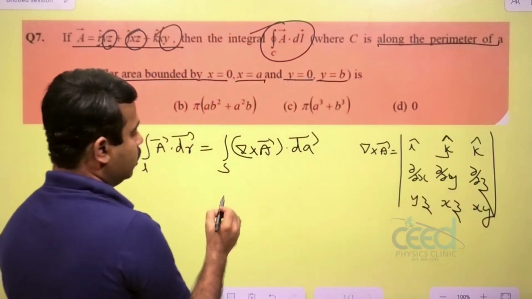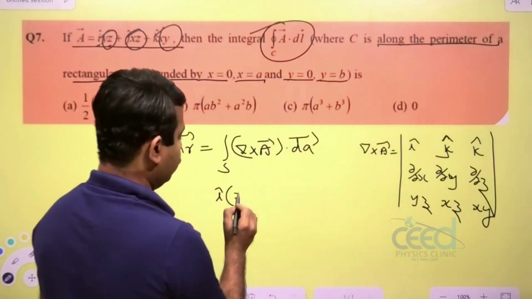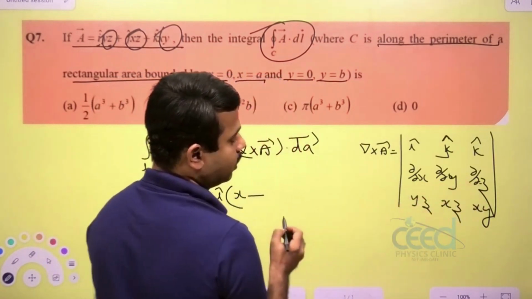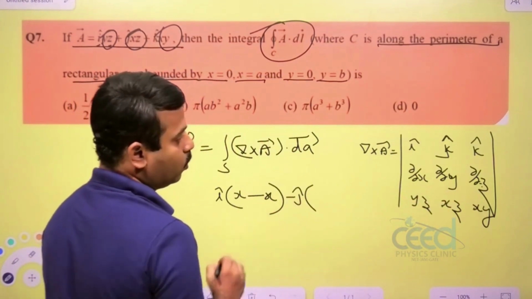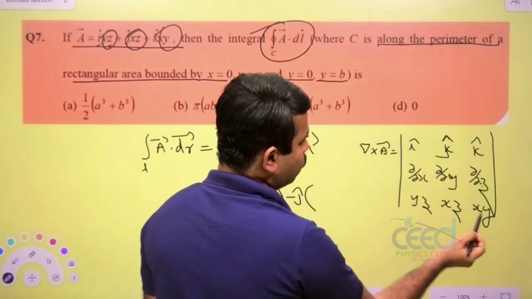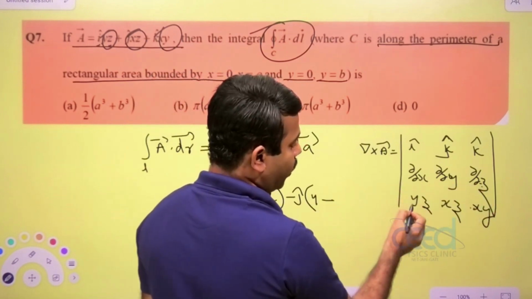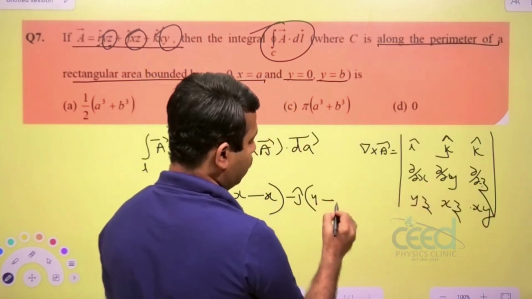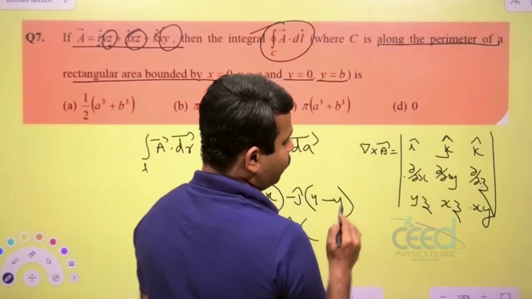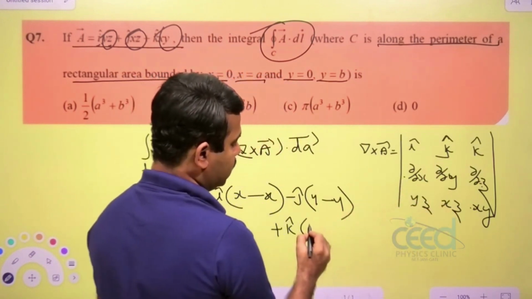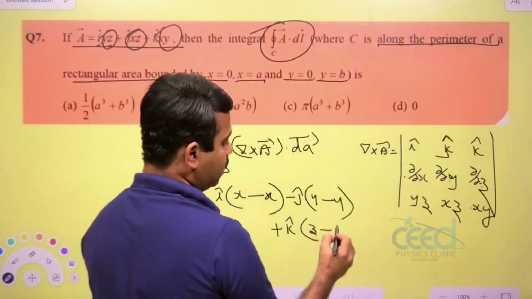Now expand: î times ∂/∂y of xy, that is x, minus ∂/∂z of xz, with respect to z that gives 1, remaining x only, minus ĵ times ∂/∂x of xy, with respect to x gives 1, then y only remaining, minus ∂/∂z of yz, with respect to z gives 1, remaining y only, plus k̂ times ∂/∂x of xz, with respect to x gives 1, z only remaining, minus ∂/∂y of yz, with respect to y gives 1, z only remaining.